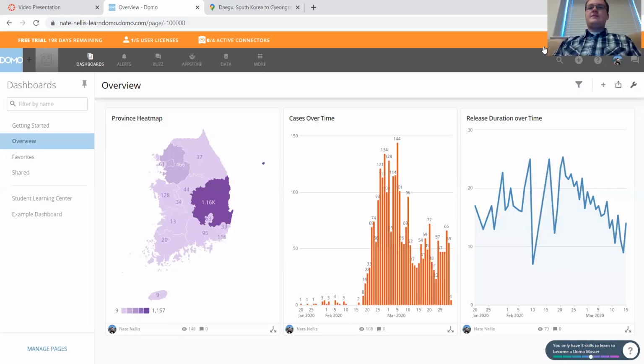Hello, judges. My name is Nate Nellis, and I'm going to be going over the 3 cards that I built using Domo to analyze the COVID-19 dataset from South Korea.